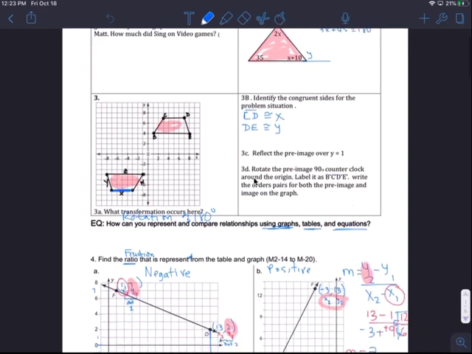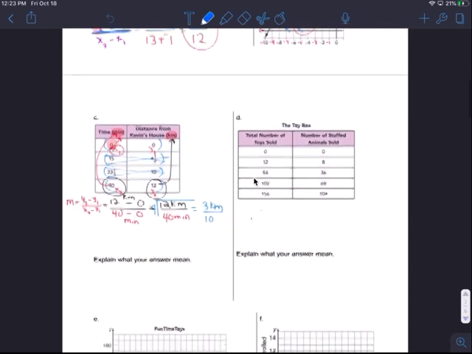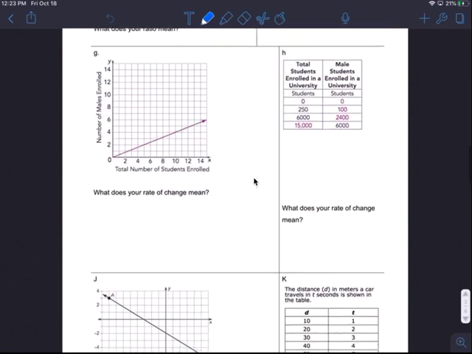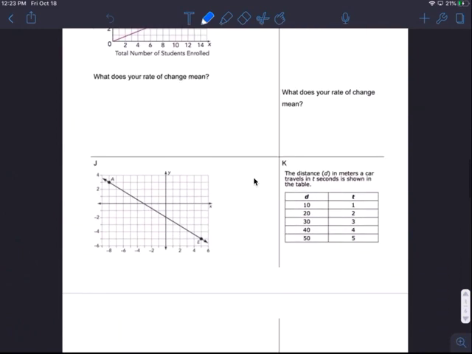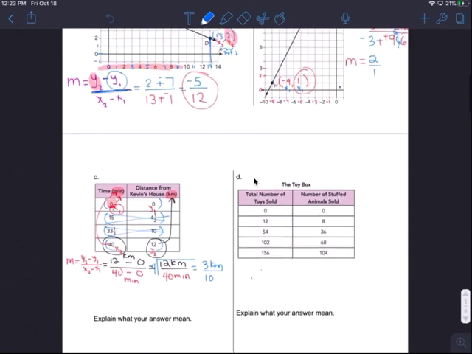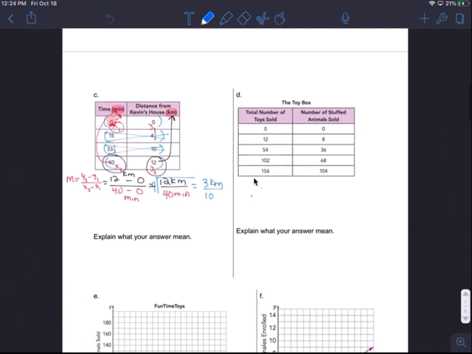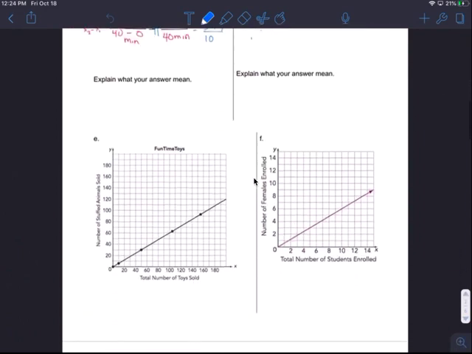Here's your homework for tonight. I'm going to start at the very last problem here. Some of these we did in class, but as it gets dropped.